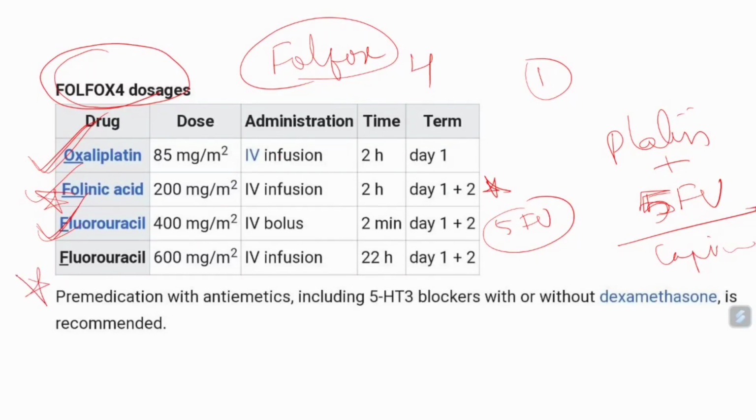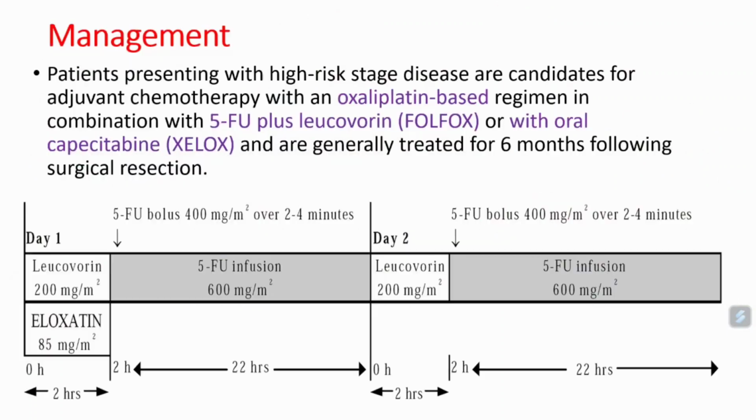This is a very, very important regimen. Actually, in 5-fluorouracil, initially we'll go with a 400 mg IV bolus, and then we'll go with 600 mg slow infusion that is given for 24 hours. This regimen is given for 2 days. On the first day, oxaliplatin is given, and on the first and second days, folinic acid and fluorouracil are given. You can see the management here.